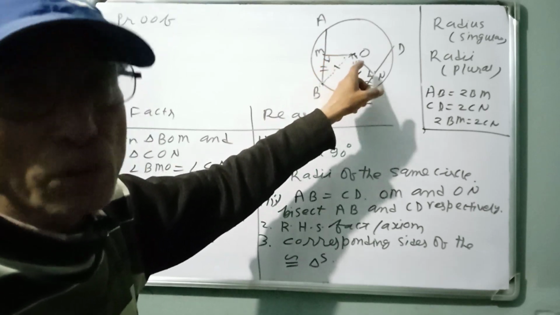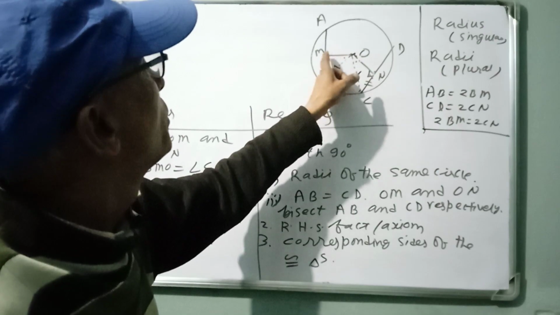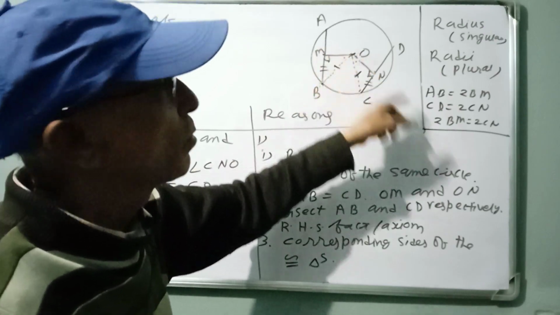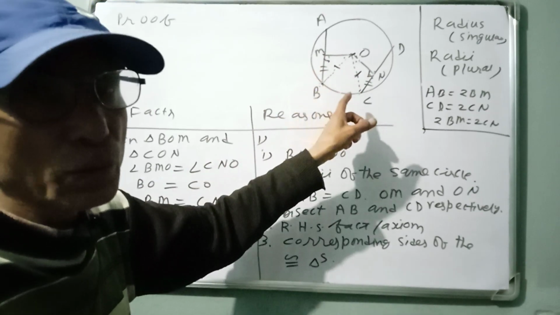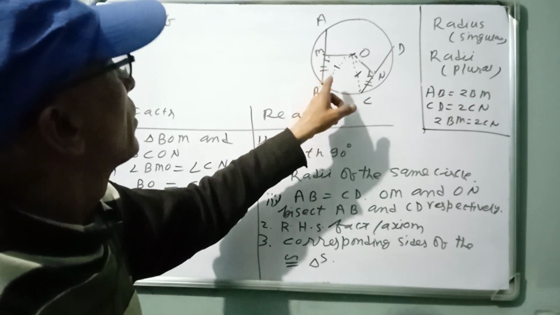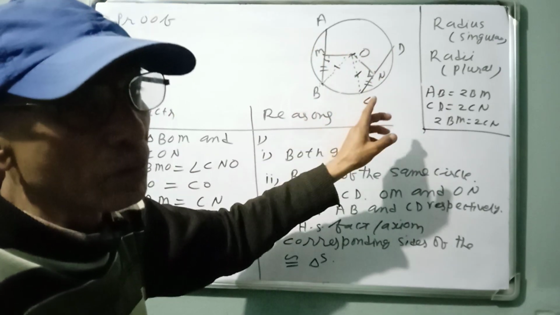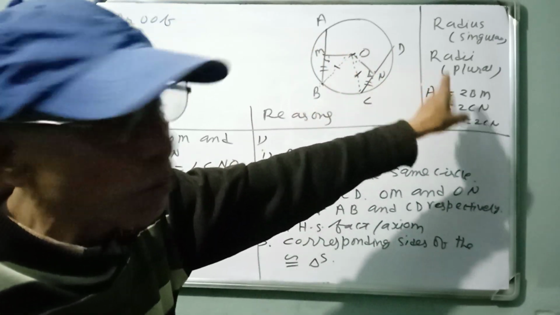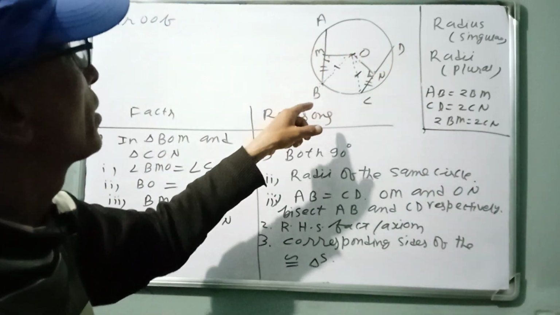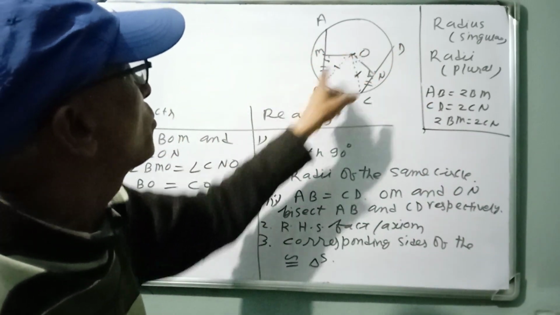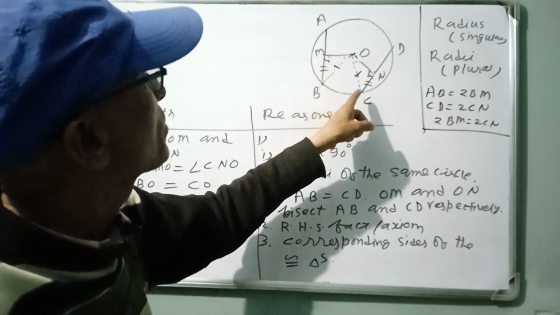To prove the two triangles are congruent, and after they are congruent, you can easily prove OM equal ON. What fact? Right angle, hypotenuse, side. Right angle, BMO equals CNO. Equidistant means perpendicular, right angle. Hypotenuse OB equal OC, being radii of the same circle.